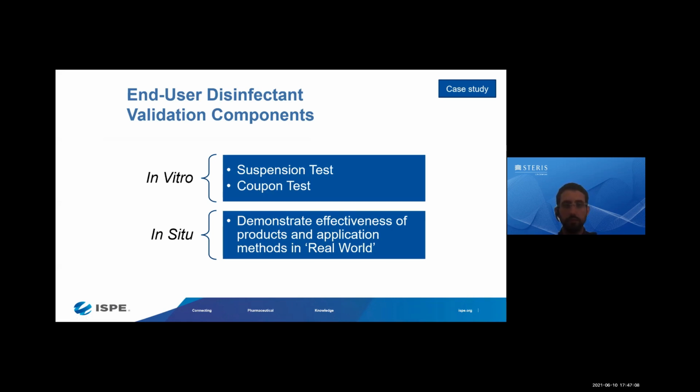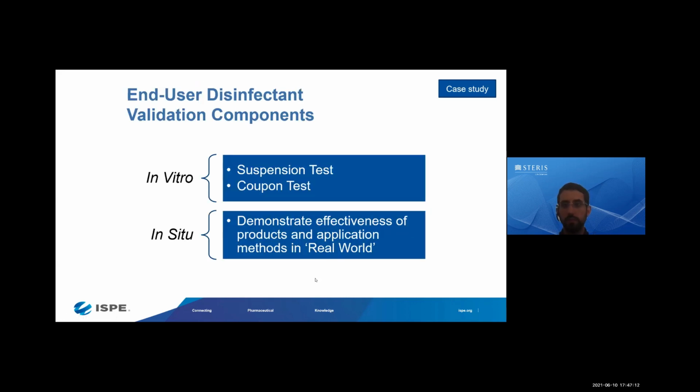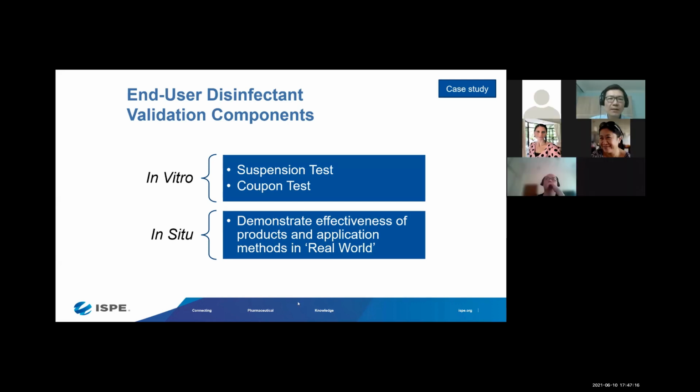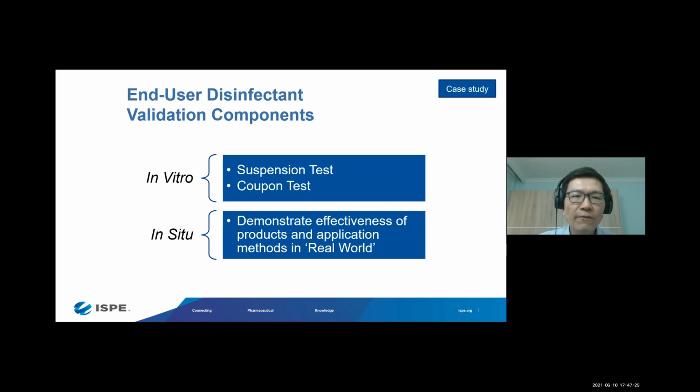Thank you, Walid. So next I will go through a case study on the cleanroom startup. Before I get into the case studies, just a quick recap on the disinfectant validation components. Basically the disinfectant validation consists of two components. The first one is the in vitro test, which is basically the test conducted in a lab. It consists of suspension tests and also a coupon test.